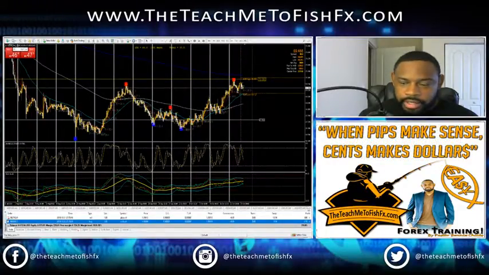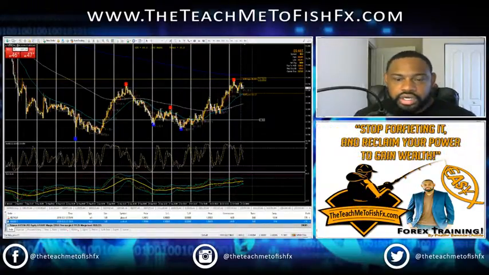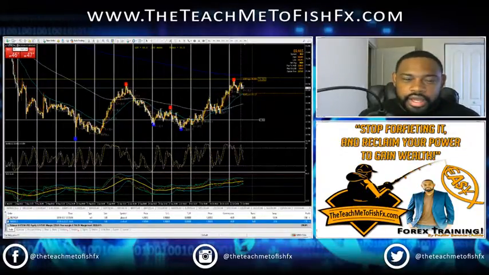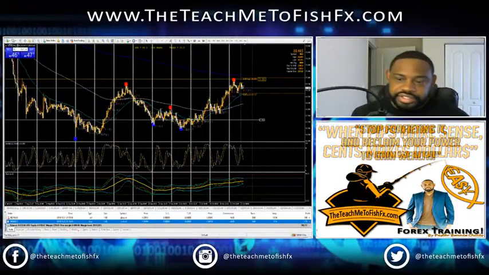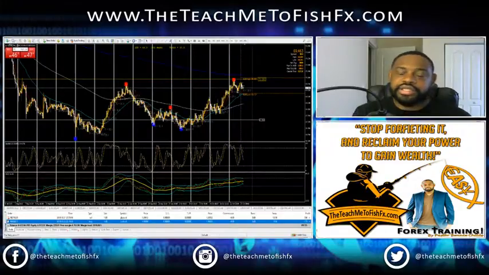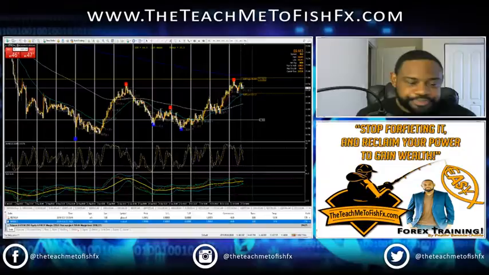I'm not even going to call it an analysis, but that's my 9 a.m. Eastern view of the pairs that I'm interested in trading. I have a total of 5 potential pairs that I would look into to trade, and I'm going to do my drill down analysis to find out exactly if and when I want to enter those trades.